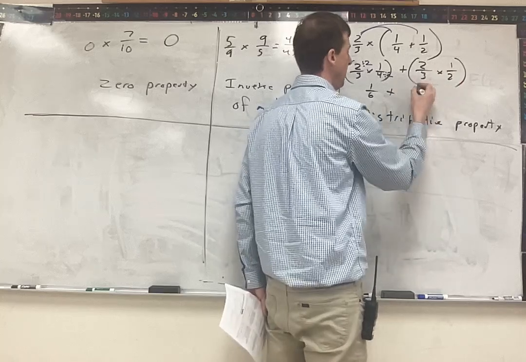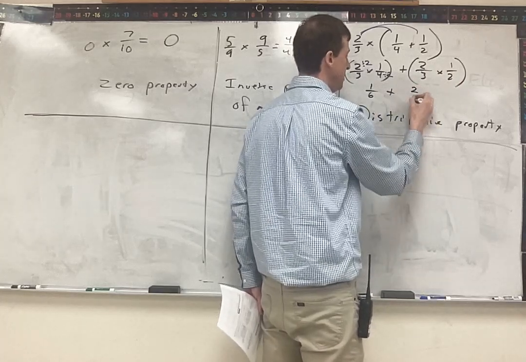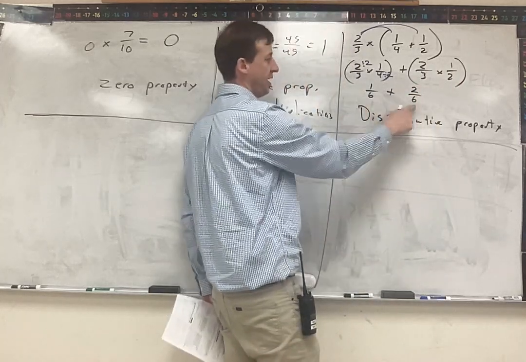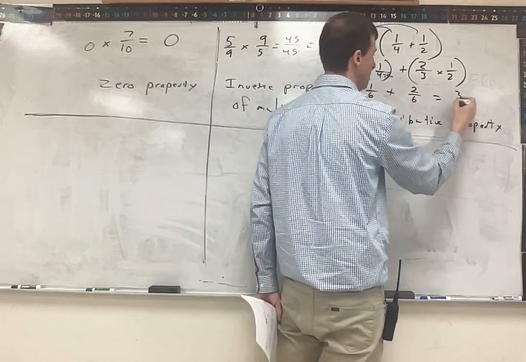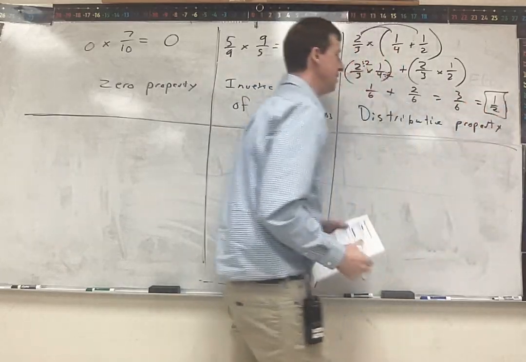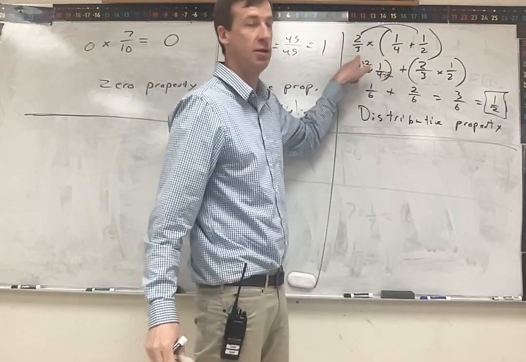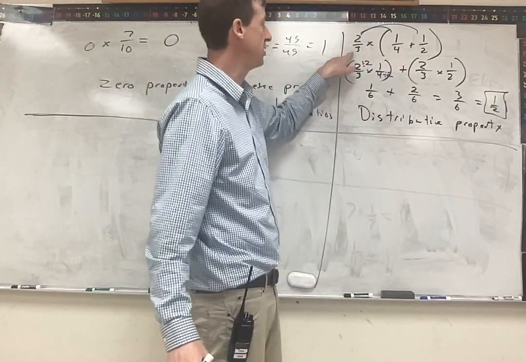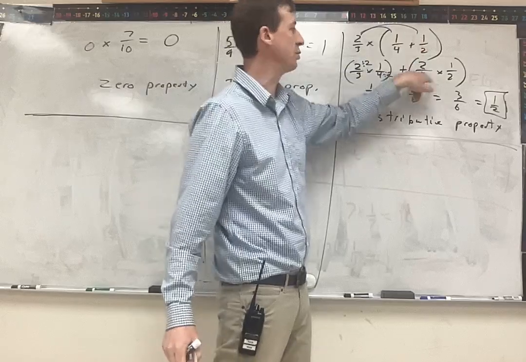2 times 1 is 2. 3 times 2 is 6. And we end up with 1/6 plus 2/6, which is 3/6, which is equal to 1/2. So I used the distributive property to distribute this 2/3 into those numbers. So I just did 2/3 times 1/4, 2/3 times 1/2.